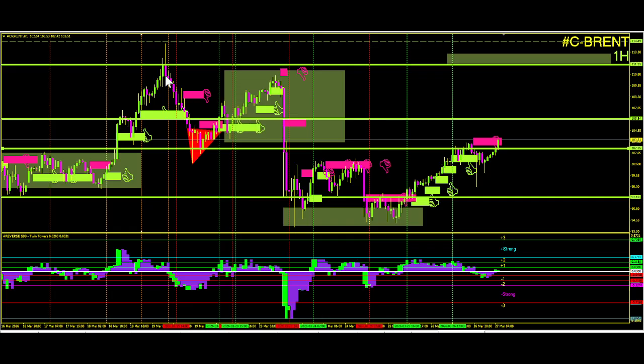Because when a resistance area or support area crashes through, if the pattern goes above that resistance area right there, and it's a key area, it becomes a support area. So this one right here at 102.55, that line going across, that is a key area which lines up with the consolidation area.